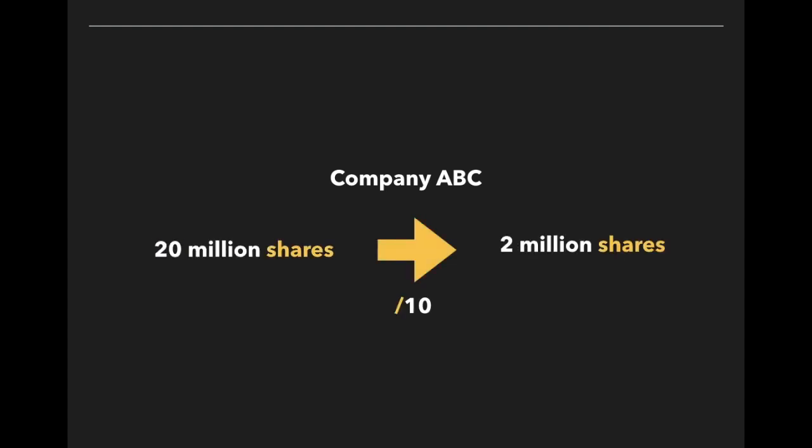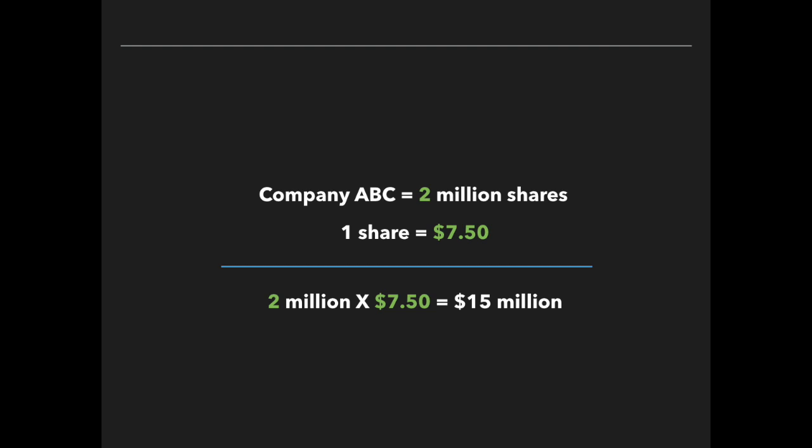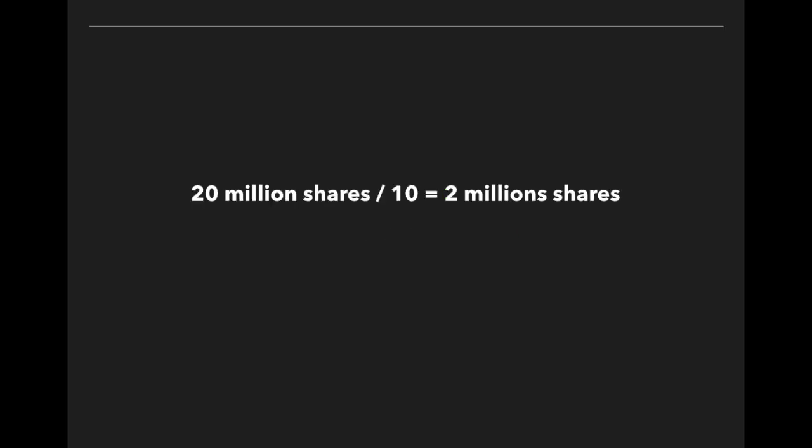Since they increased the price by a multiple of 10, they need to divide the outstanding shares by 10. So company ABC went from having 20 million shares available to 2 million shares available. Now, even though the share price rose to $7.50, the company value or worth didn't change because the outstanding shares decreased, still reflecting a $15 million company. So this is how it looks from an investor's perspective if they were holding some shares of company ABC as they perform a reverse split.